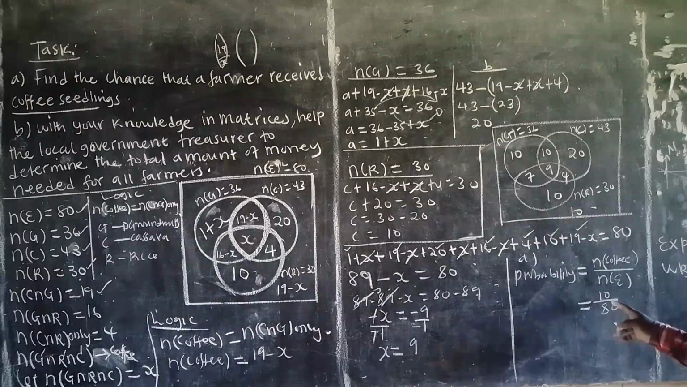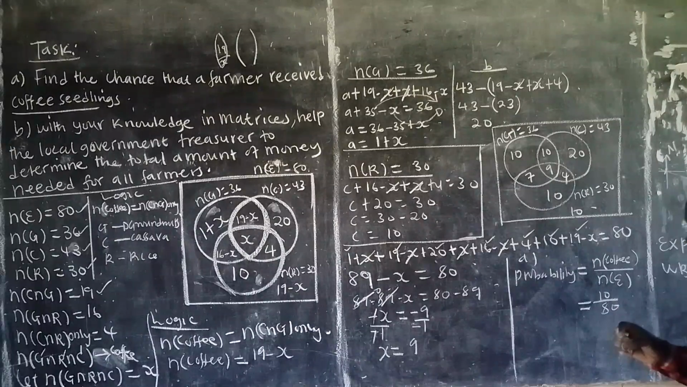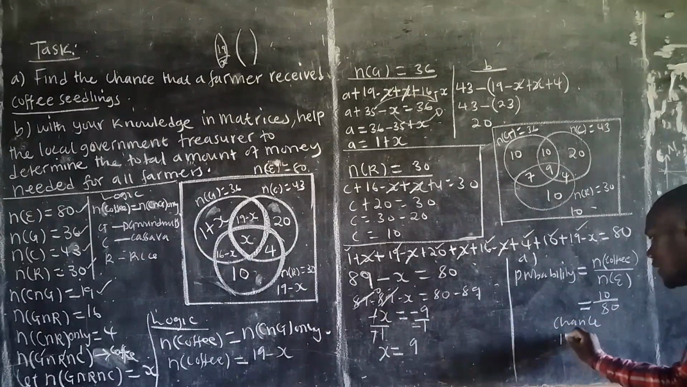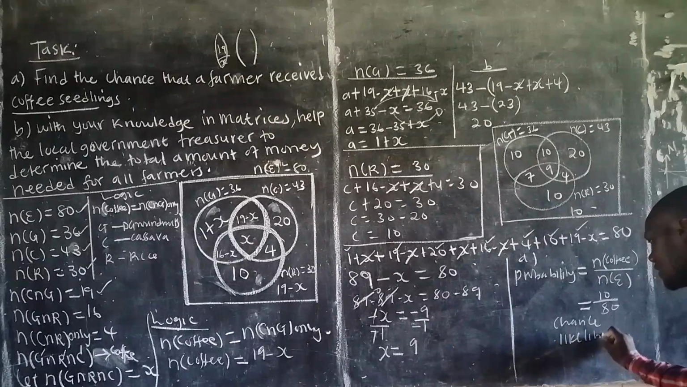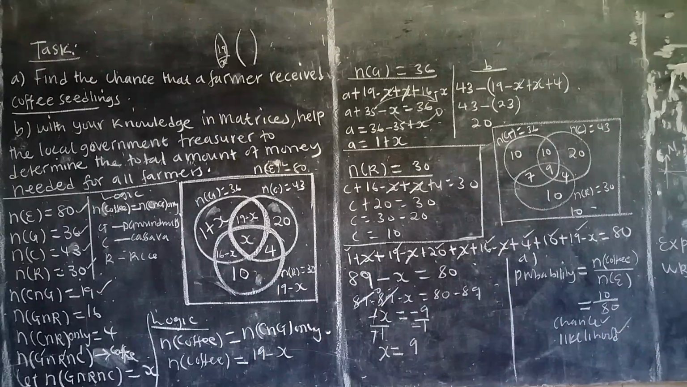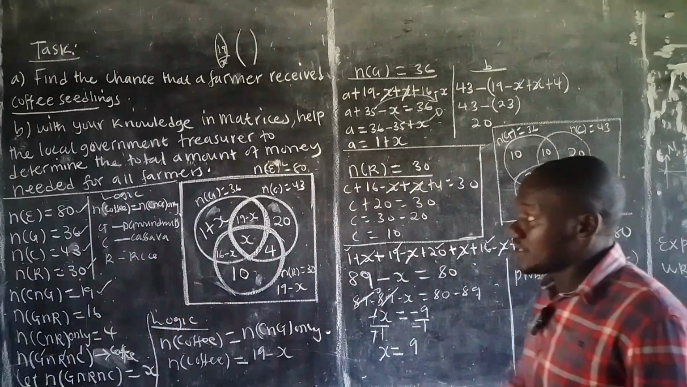I told you the probability here can be written in decimals, 2 decimal places, or a percentage multiplied by 100. Probability can be called a chance. It can be called a likelihood. Whenever you see chance or likelihood in the question anywhere, just know that it is the probability. All right, and with that, let's go to part B.